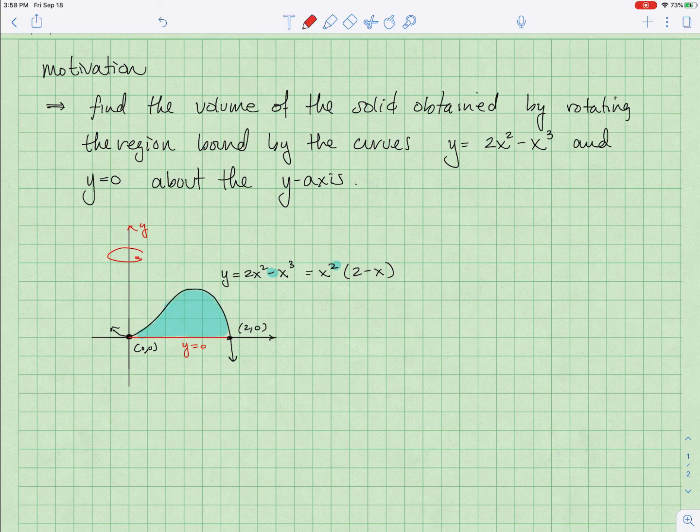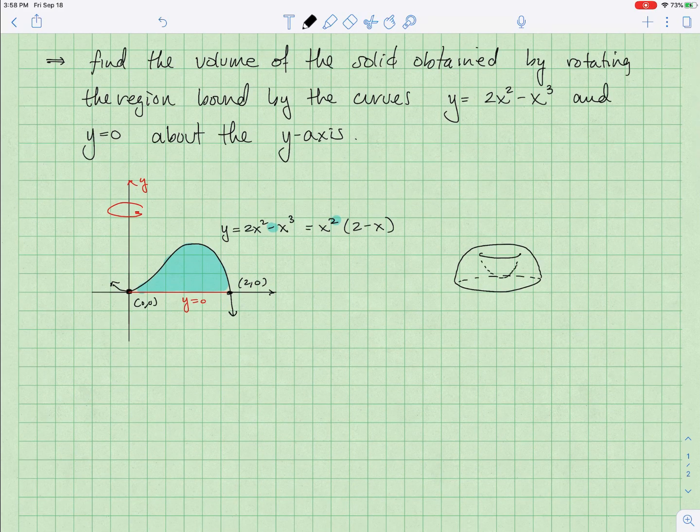And it's going to generate a shape, I guess we're going to call the dog bowl again here. Let's see if we can draw this one a little bit better. Something like that. That one looks more like a dog bowl than the other example that we had done where I called it the dog bowl. But this is our axis of rotation, and this was the region that we were talking about right here.